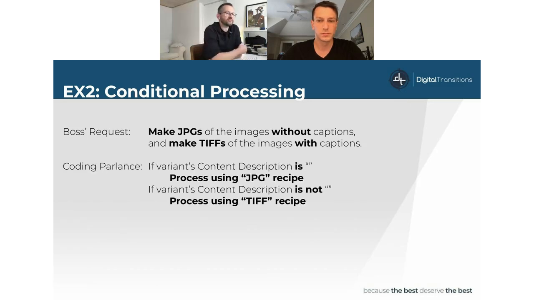This roughly translates as the following problem. So if the variant's content description is, and we've talked about this, double quotes means empty. So if the string is empty for the description field, process using JPEG recipe. And if the variant's content description is not, i.e. the opposite of empty, so if there is something, process using TIFF recipe.